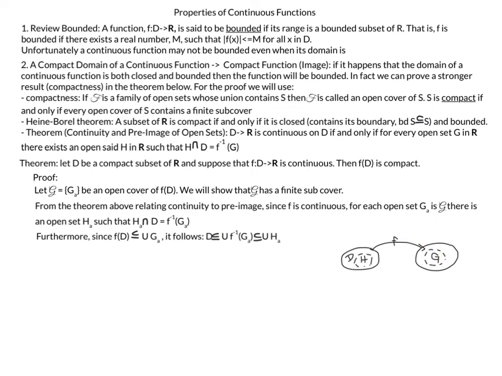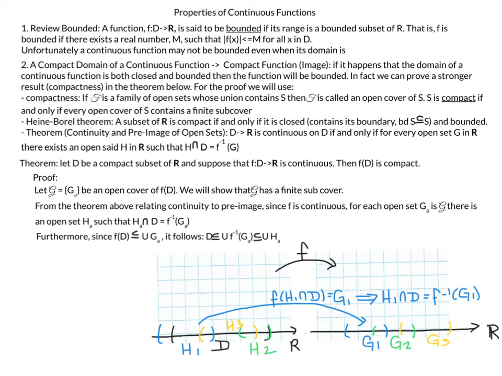So from the theorem above, because f is continuous, for each open set G of A, and I have a picture of G here, which is open, there's an open set H such that the intersection of H and the domain is a pre-image of G of A. I decided I needed a different drawing with the real number line instead of the little blob drawings. So this is my domain D, and it is in black, along the real number line. Here are my real numbers.